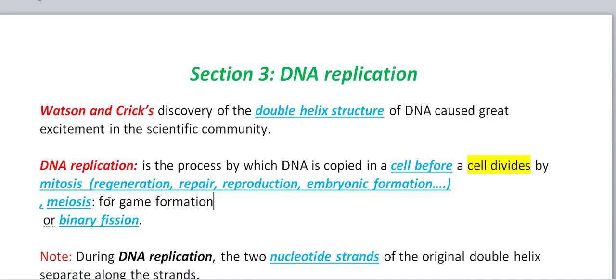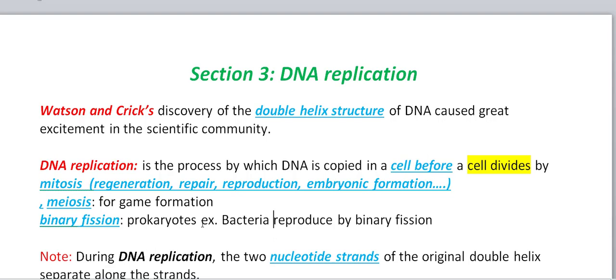How about binary fission? Binary fission is a division of the bacteria. It is a reproduction that allows prokaryotes to reproduce by binary fission. So binary fission is for division of bacteria, an example of prokaryotes that have no nucleus. So bacteria reproduce by binary fission.